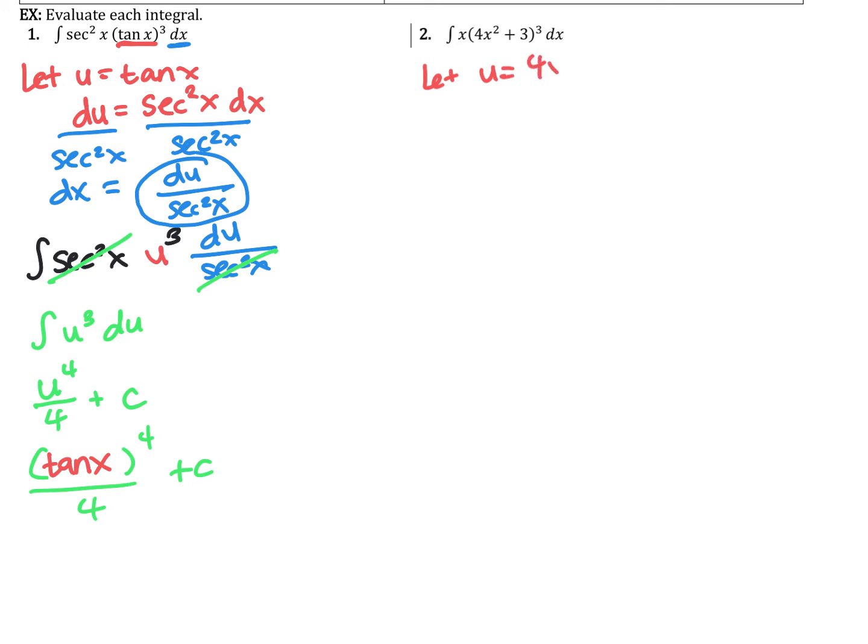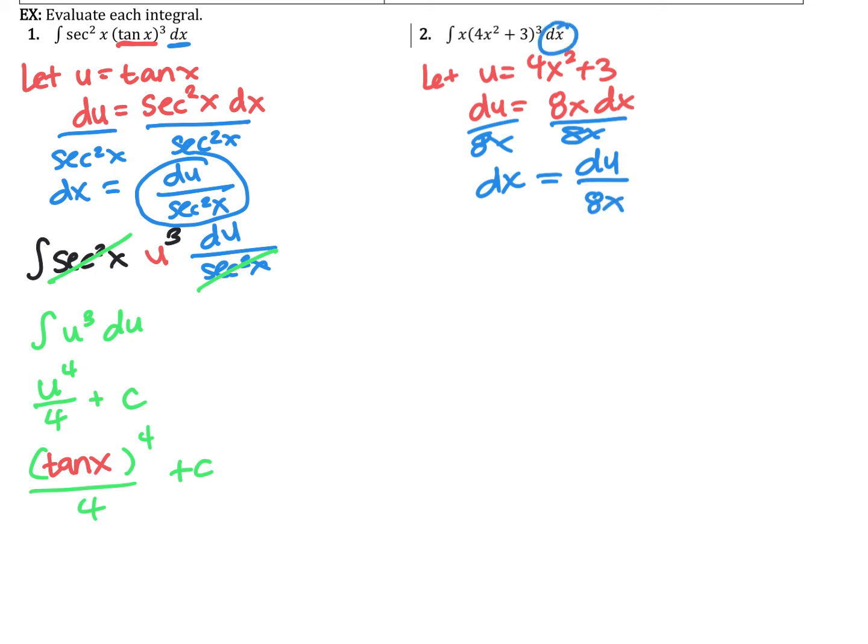The inside function here is 4x squared plus 3. If I take the derivative of that, I'm going to get 8x dx. So if I solve for dx, I'm going to divide by 8x. I'm going to get that dx is equal to du divided by 8x. So that's going to get substituted in here. U is going to get substituted in here.